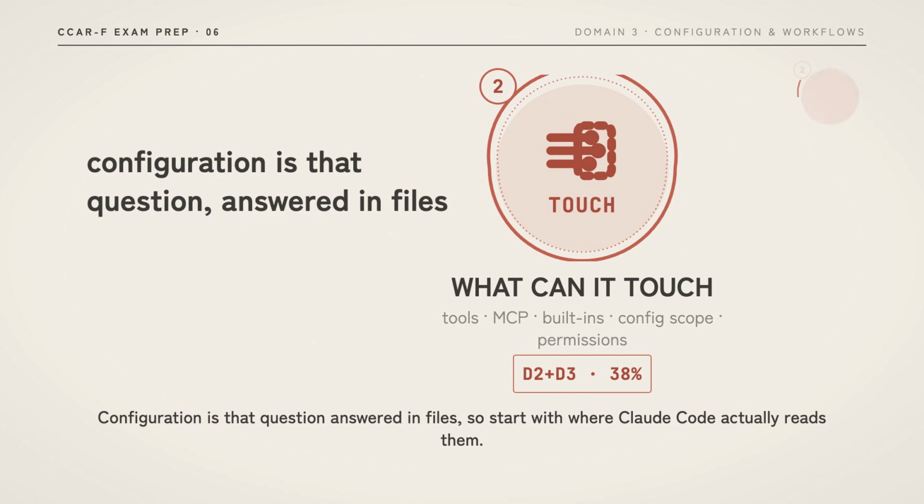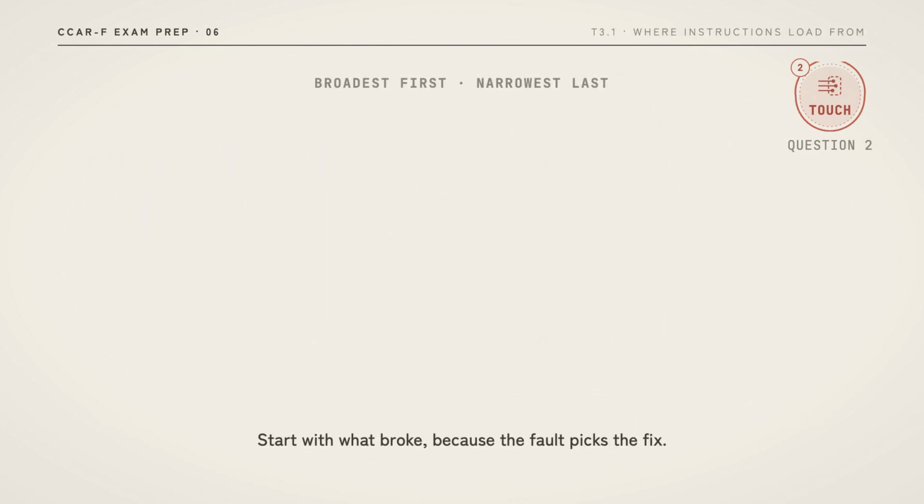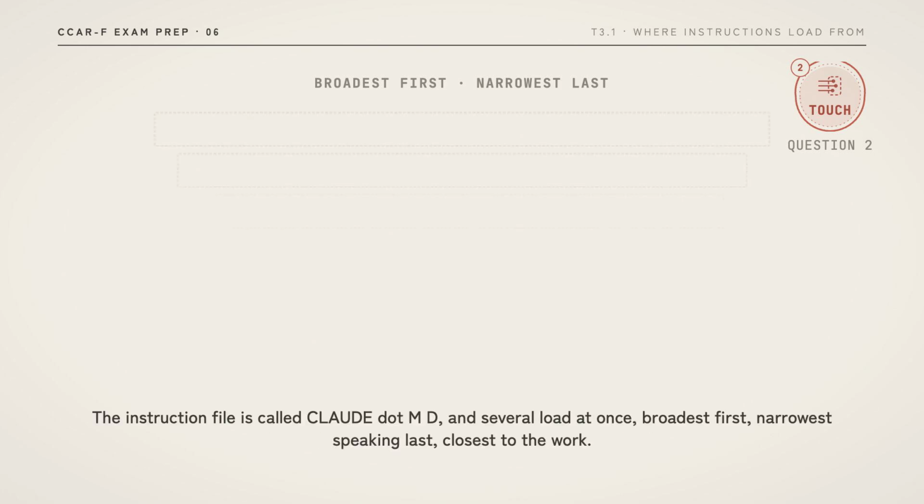Configuration is that question answered in files. So start with where Claude Code actually reads them. Start with what broke, because the fault picks the fix. The instruction file is called CLAUDE.md, and several load at once. Broadest first, narrowest speaking last, closest to the work.